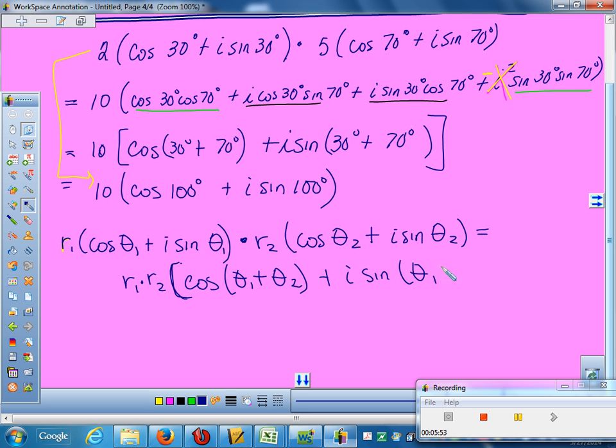So all this is just a fancy way to write it out and say, multiply the R's and add the angles. R1, R2.